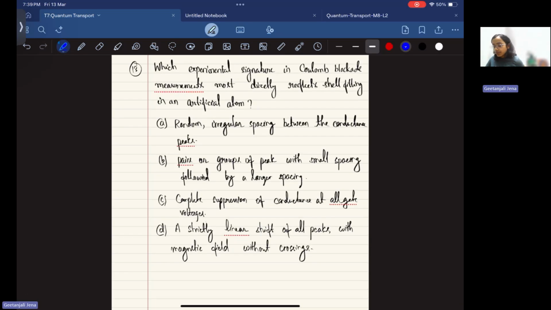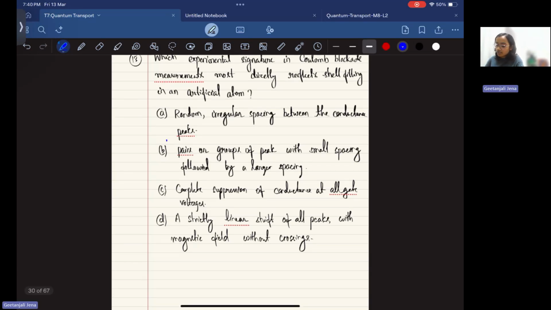Okay, question number 13. Which experimental signature in a Coulomb blockade measurement most directly reflects shell filling in an artificial atom? Option A, random irregular spacing between conductance peaks. Option B, pairs or groups of peaks with small spacing followed by a larger spacing. Option C, complete separation of conductance at all gate voltages. Or option D, a strictly linear shift of all peaks with magnetic field without crossing.